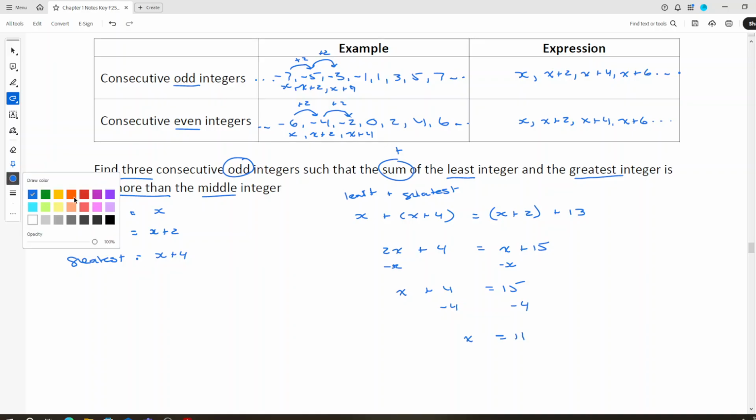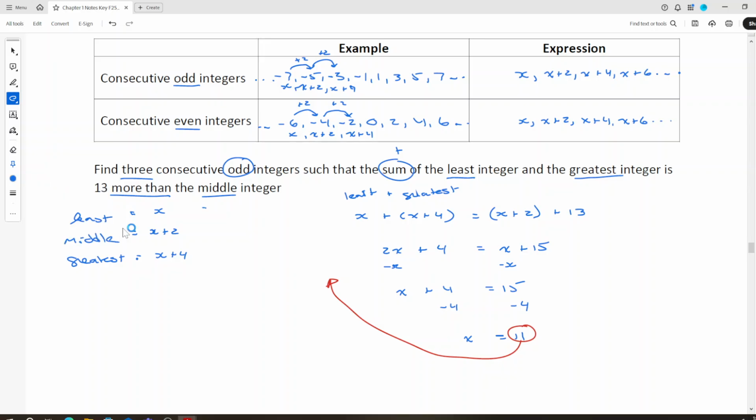Then, as always, you're going to take that answer and you're going to go back up here with it, right? It's why we do the therefore or the let statements. So my first integer is 11. My second integer is going to be 11 plus 2, which is 13. And my third integer is going to be 11 plus 4, which is 15. So therefore, the three odd integers are 11, 13, and 15.